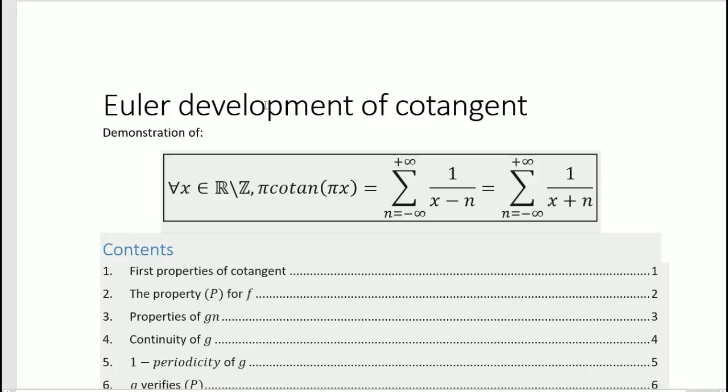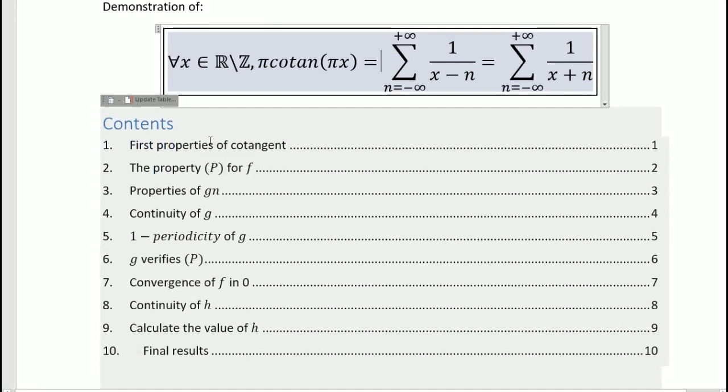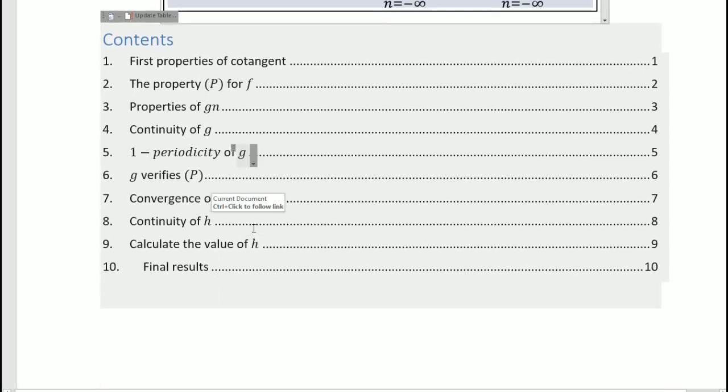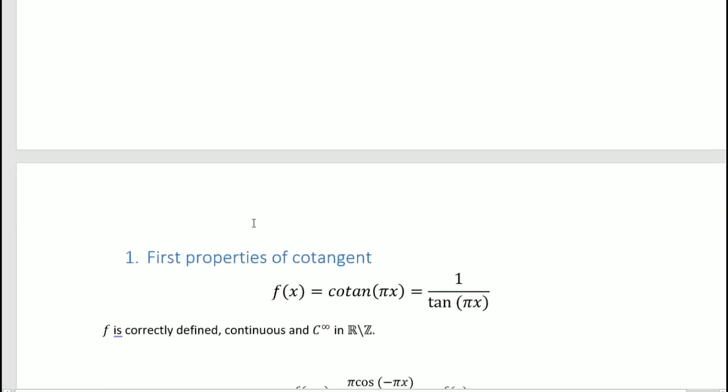Today I will be talking about the Euler development of cotangent, which is this thing, and I will demonstrate it entirely with the hard proof, because there is an easy one, but I'm going to do the hard one. So it's kind of complicated. The sum starts at minus infinity to plus infinity, so it's kind of hard, and it's also very long because this demonstration is in 10 parts. So yeah, let's start.